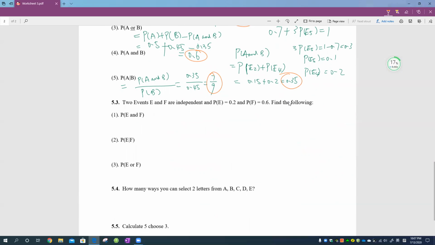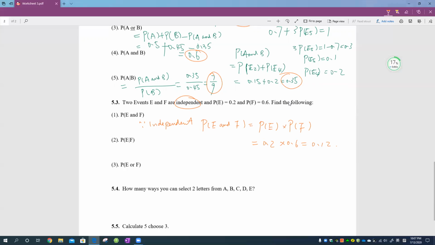5.3, two events E, F are independent and probability of E equals 0.2, probability of F equals 0.6. Find the following. E and F. So by independency, probability of E and F equals probability of E times probability of F. So which is 0.2 times 0.6, that is 0.12.